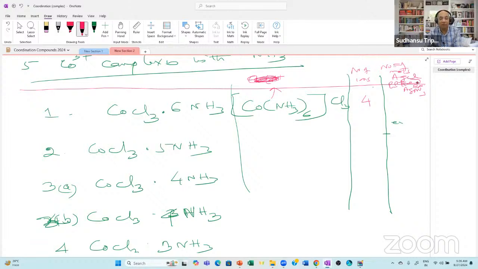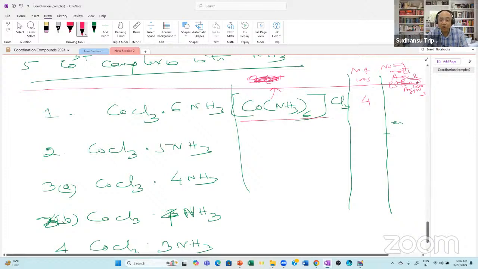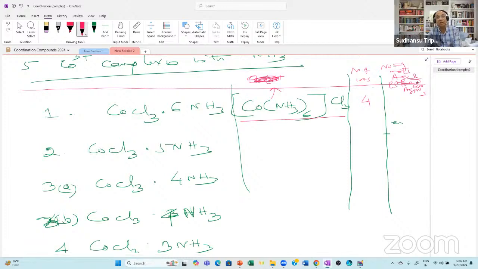And how many moles of silver chloride will be precipitated from 1 mole of the complex molecule by adding excess silver nitrate?